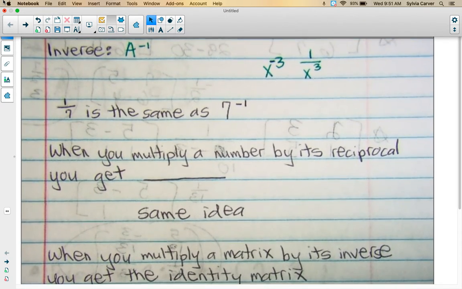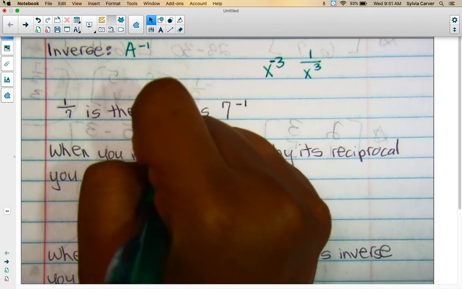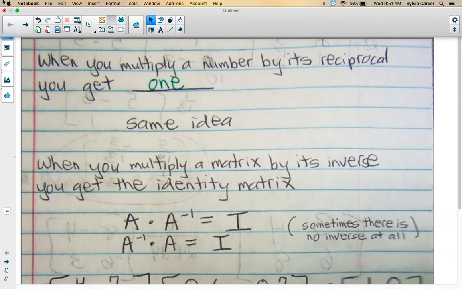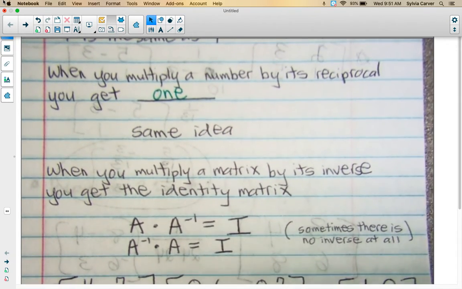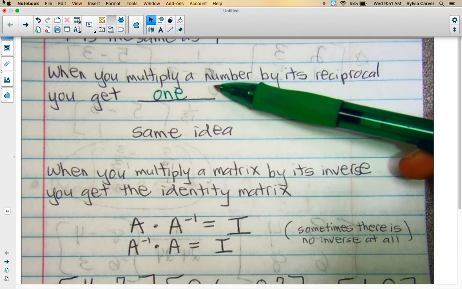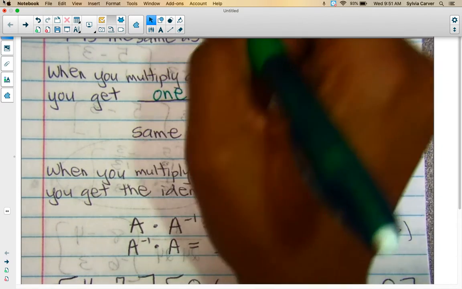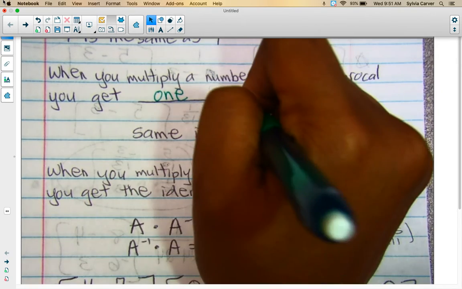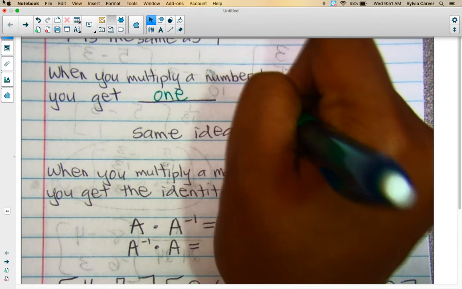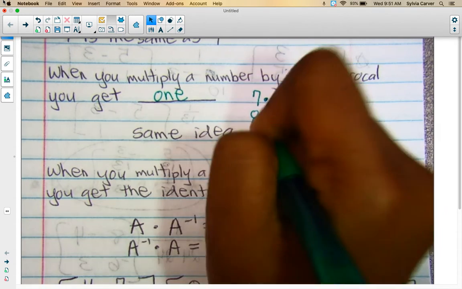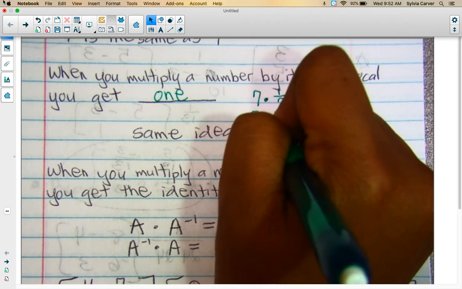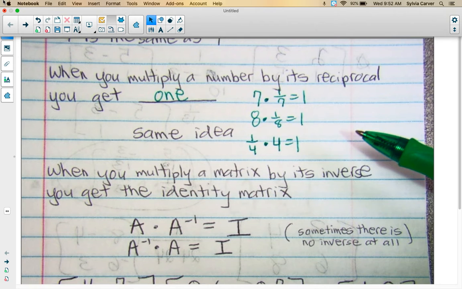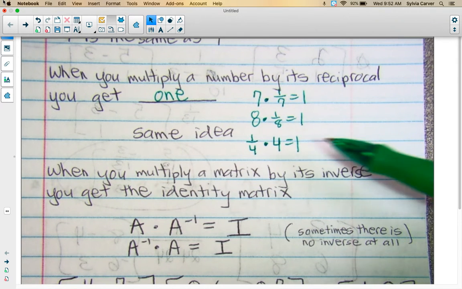When you multiply a number by the reciprocal, you get the number 1. The same idea is true when we multiply by the inverse of a matrix. If you take any number and multiply by the reciprocal, you're going to get the number 1. 7 times 1 over 7 is 1. 8 times 1 over 8 is 1. 1 over 4 times 4 is 1.